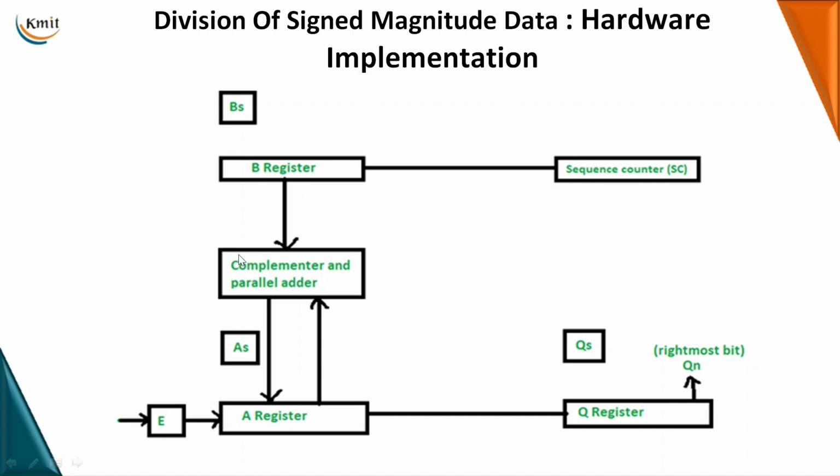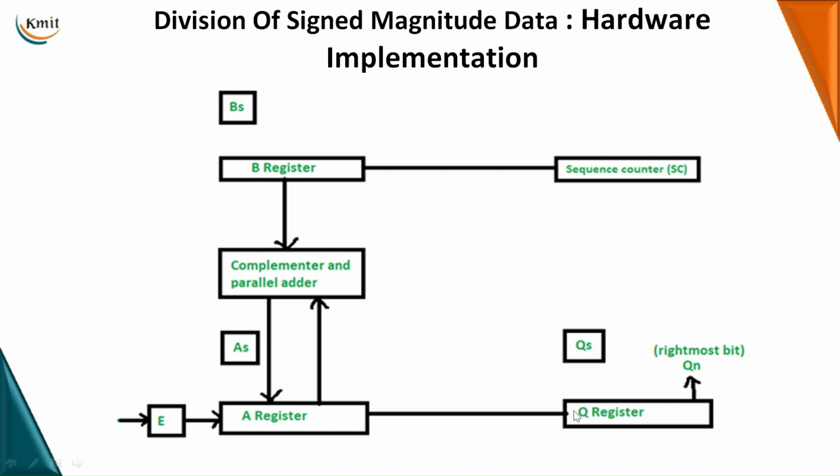E flip-flop: whenever you perform an addition operation on the contents of your divisor and the dividend, the parallel adder performs an addition, and the resulting carry bit will be stored in the E flip-flop and the result will be stored in the A register. Here we also have a sequence counter.